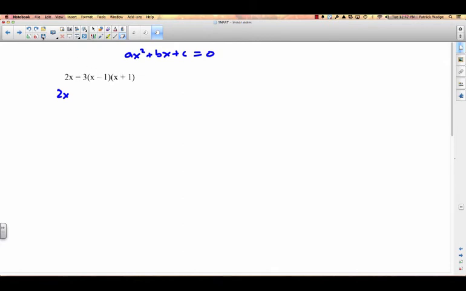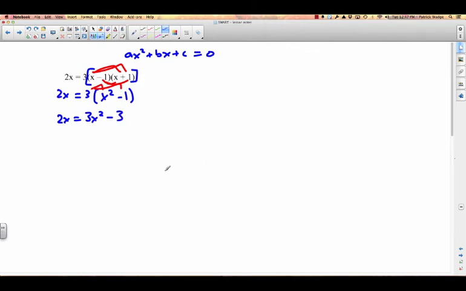So let's multiply these two together. So what we have is 3, and then we have x times x, right? We have to do mountains and valleys here. So x times x is x squared. X times positive 1 is x, and negative 1 times x is negative x. Positive x, negative x. They cancel. And then negative 1 times positive 1 is negative 1. Okay? Now we can do mountains here. So we end up with 2x equals 3 times x squared is 3x squared, and 3 times negative 1 is negative 3. Great, we're almost in this form now.